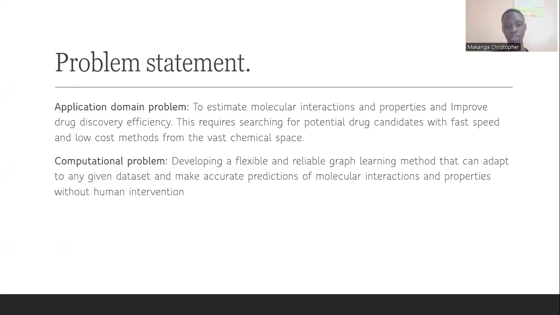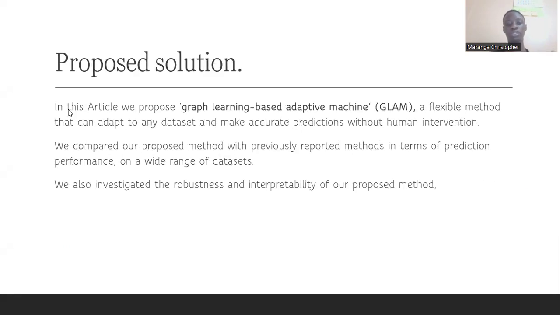The computational problem they were trying to tackle was developing a flexible and reliable graph learning method that can adapt to any given data set and make accurate predictions of molecular interactions and properties without human intervention. Now, they proposed a solution of graph learning adaptive machine. As we have seen, we are trying to tackle reliability, flexibility, and adaptivity to data sets. So they propose this method because it can tackle all those problems that we have looked at.